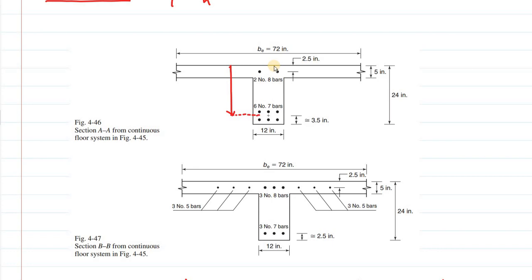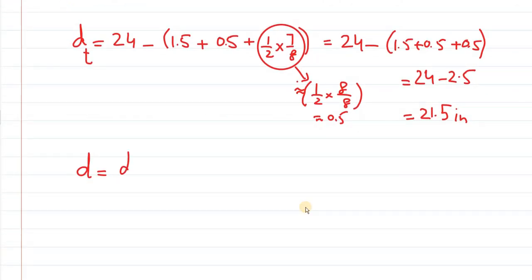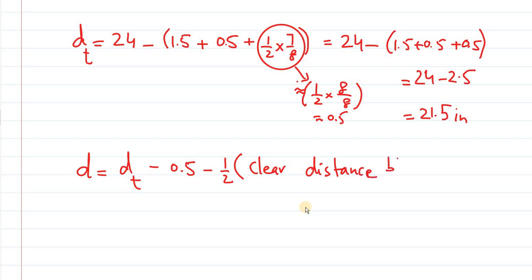So how can you add this distance? One thing that you need to add is half dia of the bottom bar, let's say 0.5 inch again, and then you need to add up half of the clear distance between these two layers of steel. So D would be equal to dt minus half dia of the longitudinal bar minus half clear distance between two layers of tension steel.